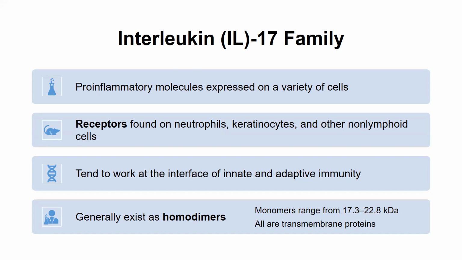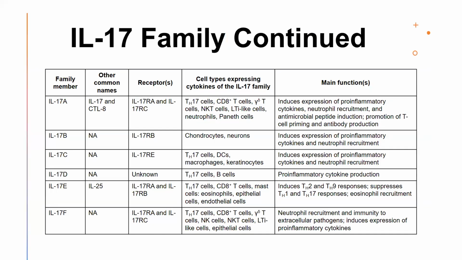All of them are transmembrane proteins, so they are actually located in an actual membrane. They're not secreted into systemic circulation. There's lots of different subtypes. Do not know them. Just know that they're pro-inflammatory, and neutrophil recruitment is involved in almost all of them.